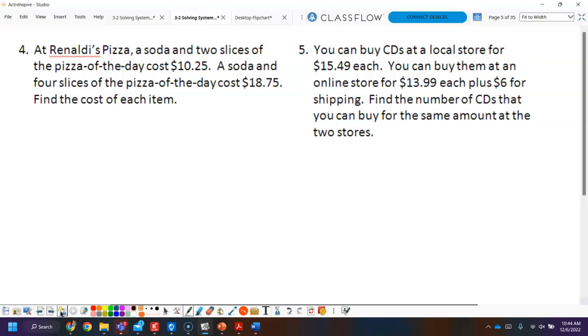Like Keystone word problems, SAT word problems. So we have word problems in here. These are the types of equations that really lend themselves to being a word problem. So it says that you go to a pizza store and they have 2 deals for the day. The first deal is a soda with 2 pieces of pizza costs $10.25. The second deal of the day is that 4 pieces of pizza and a soda costs $18.75.